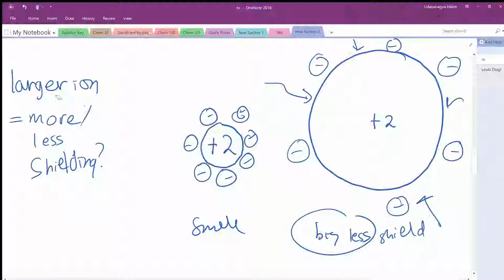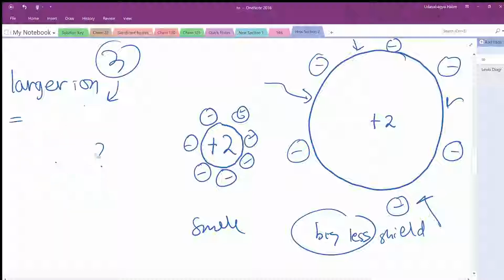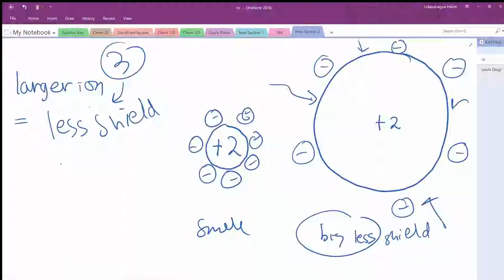So this is point number 3 that I want to make. A larger ion is going to have less shield, all else being equal, of course. So far so good? All right.